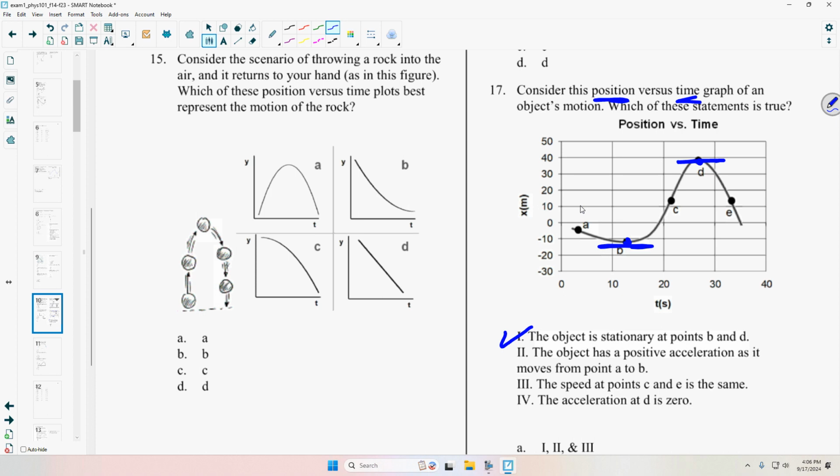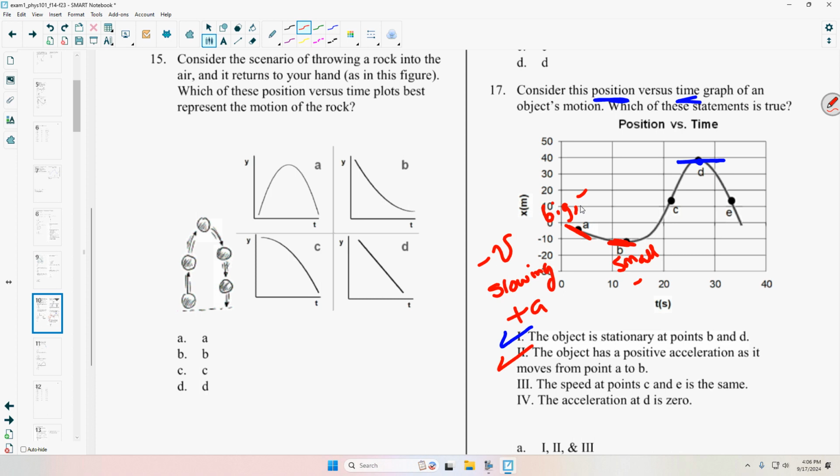It says it has a positive acceleration as it moves from point A to point B, so as it moves along this graph right here. Now notice what happens in this section of the graph: my slope goes from being big and negative to being small and negative. So that means I have a negative velocity, and that it's slowing down. Since it's slowing down, the velocity and the acceleration are in opposite directions. That means I have a positive acceleration. So number 2 is also correct.